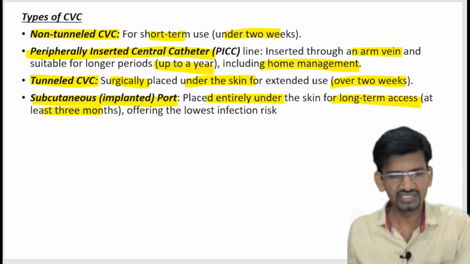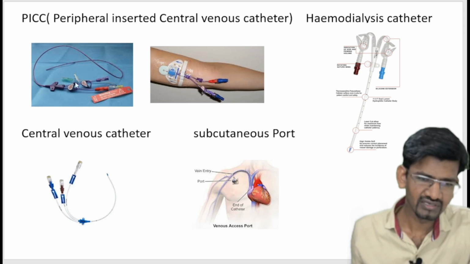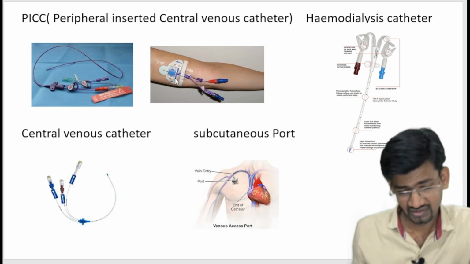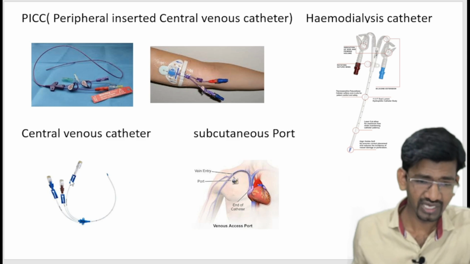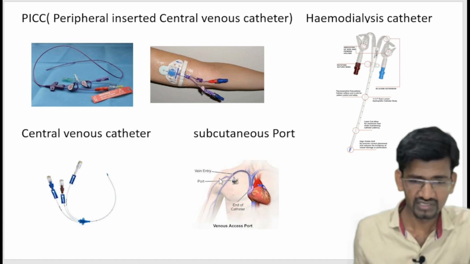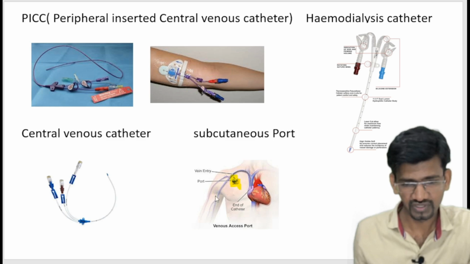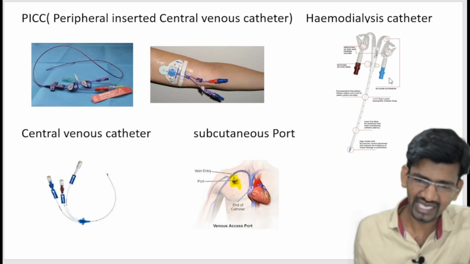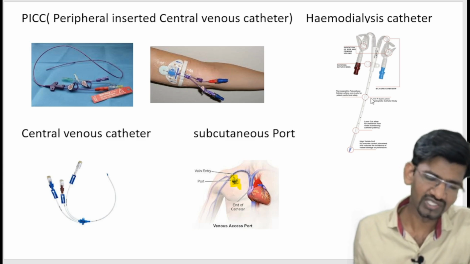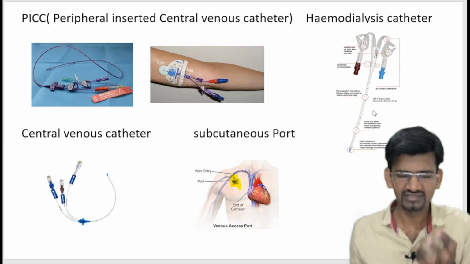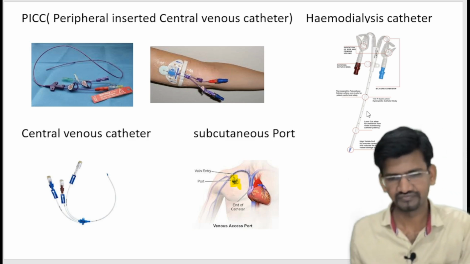Now you can see the pictures here. This is a peripherally inserted central venous catheter, used in the arm veins. Then we have a central venous catheter with 3 ports here. Then the subcutaneous port, see here in the picture. This is a port, inserted in the subcutaneous tissue. Here is an HD cath or hemodialysis cath. This is also used, and it is also a type of central venous catheter.